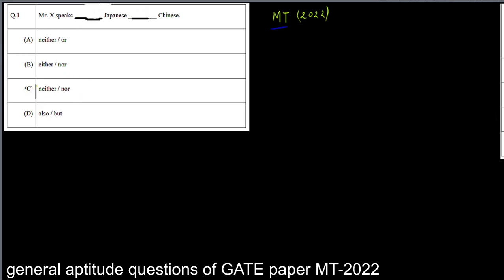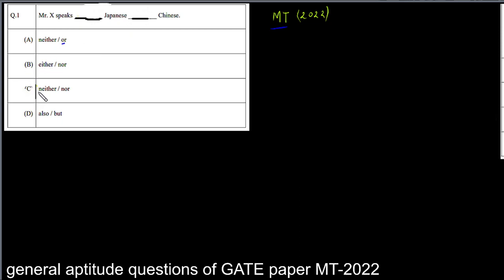If we put neither in the first blank, then our sentence will be Mr. X speaks neither Japanese. In the first option the second word is or, but it looks different, because our sentence will be Mr. X speaks neither Japanese or Chinese. Here or denotes an alternative option, but we are declining with neither in the first blank, so we must put nor to decline the two languages simultaneously.